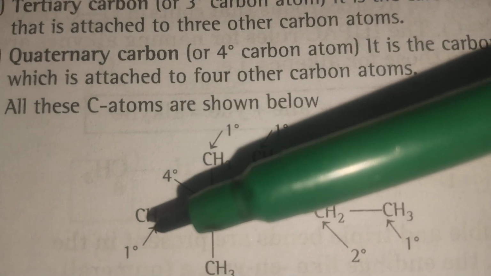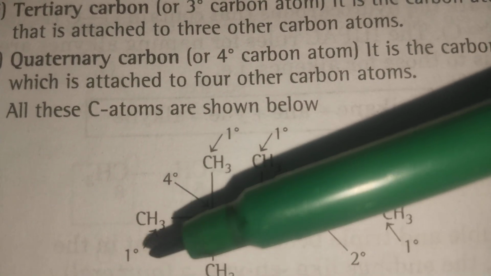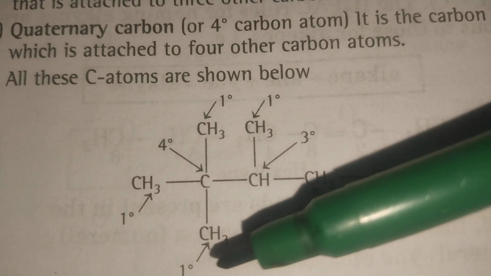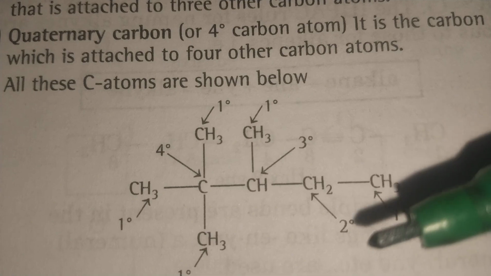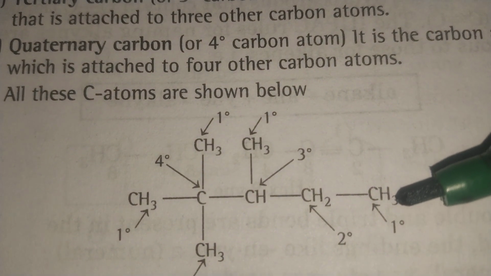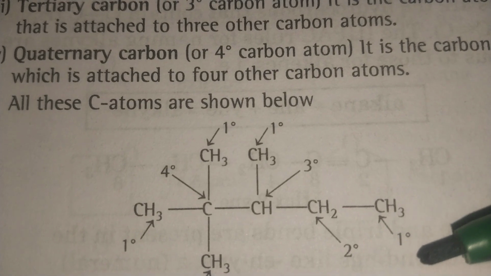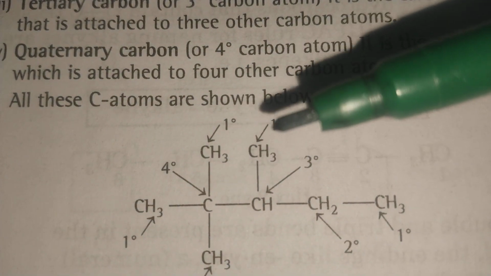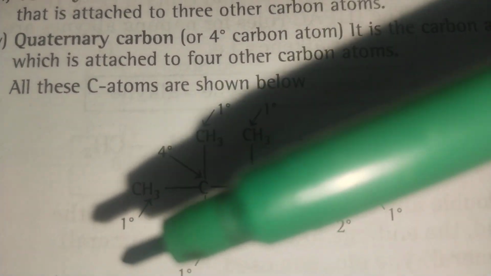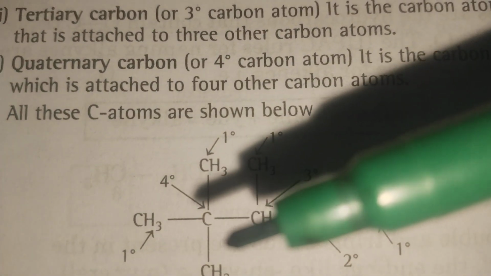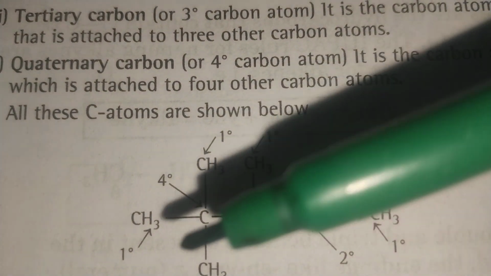This is a methyl group also, here also the carbon is attached to only one carbon atom, so this is also primary. This is also attached to only one carbon atom, this is also primary. This methyl group is also attached to only one carbon atom, so this is also primary. So five primary carbons are there in this structure.